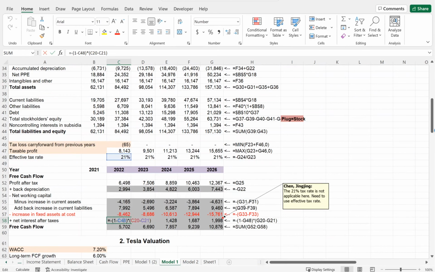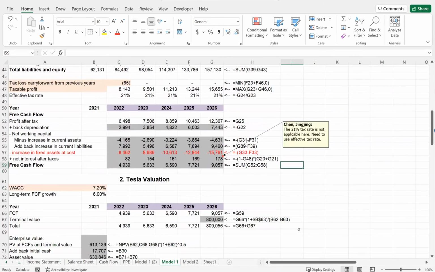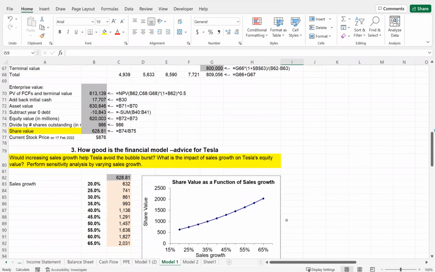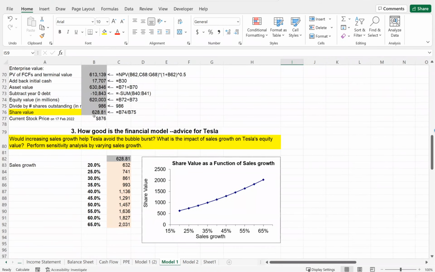So I'm going to change the formula here and expand it. This will change the final share value projection. Let me see if it's the final value now. Okay, it's still running. Okay, so the final value I got is 628 for model 1.